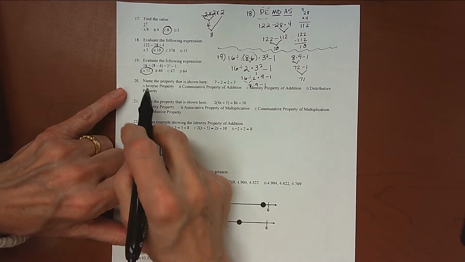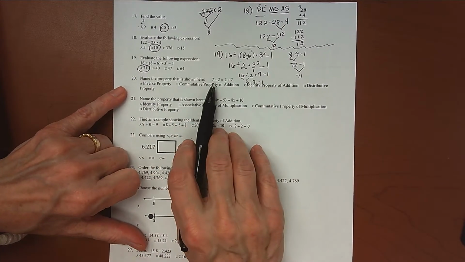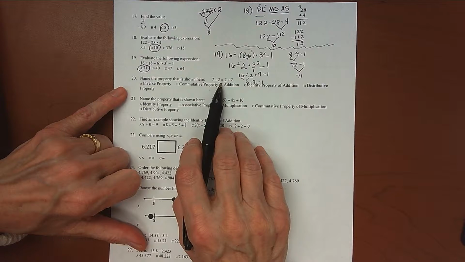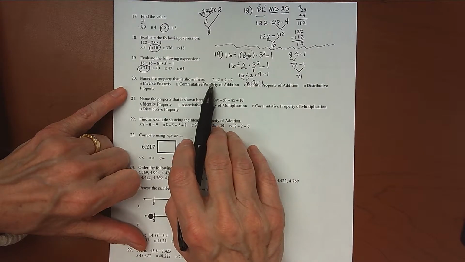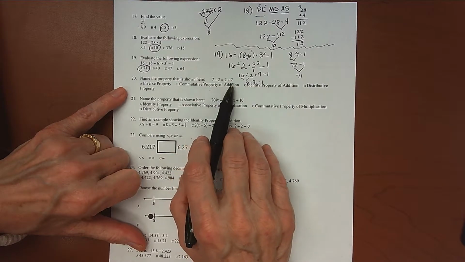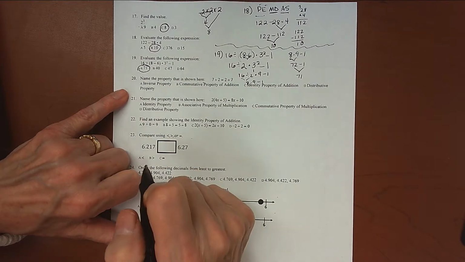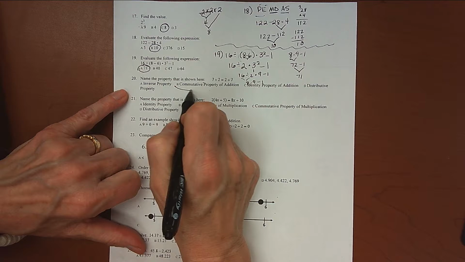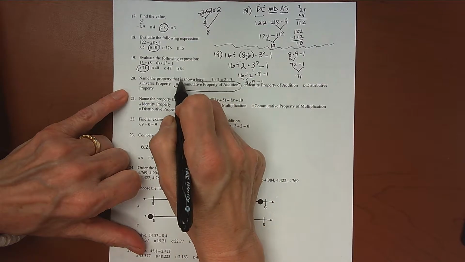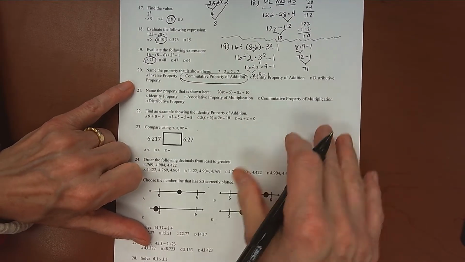Okay, now we're going to name our properties. This property is 7 plus 2 equals 2 plus 7. We've commuted or changed the order of the numbers, so that's the commutative property, and this is addition. So we're looking for commutative property of addition, and that's B. Commutative property, change the order.